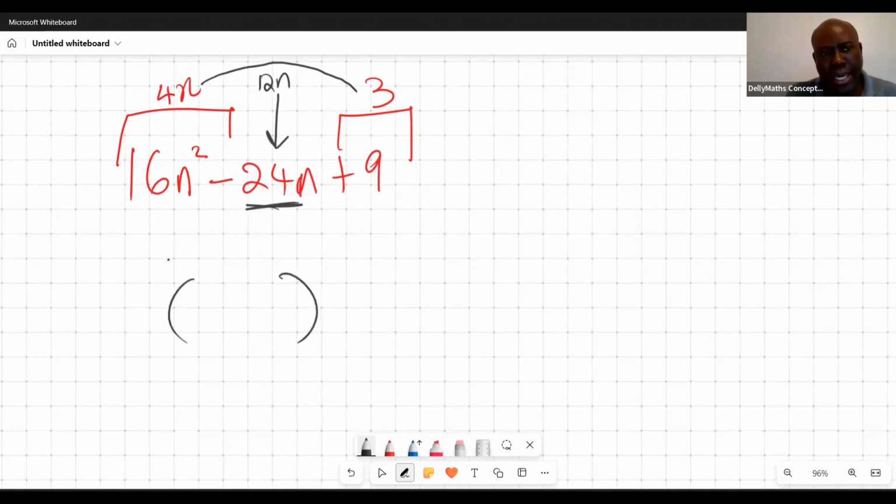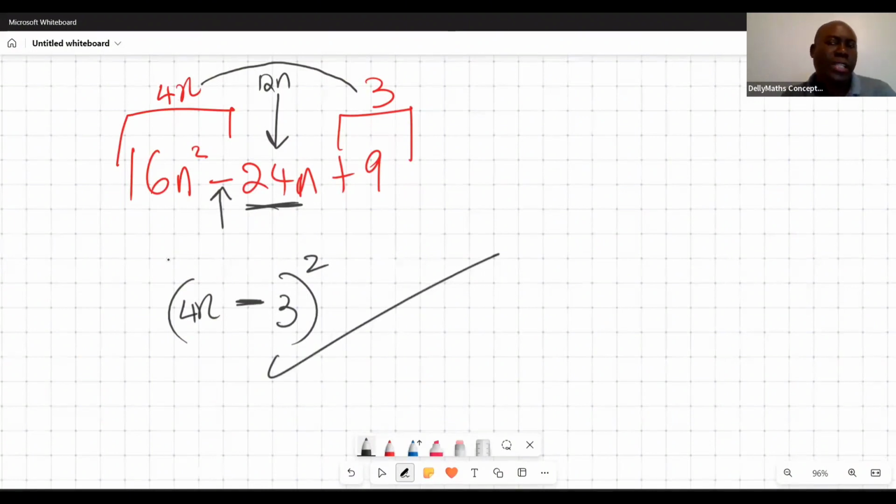The moment I check and see that, I put the square. The square root of 16n squared is 4n, and the square root of 9 is 3. Remember though that this is a subtraction, or minus, so you have to put a minus right here, and we're done. So that is how you can quickly factorize a perfect square trinomial. See you next time.